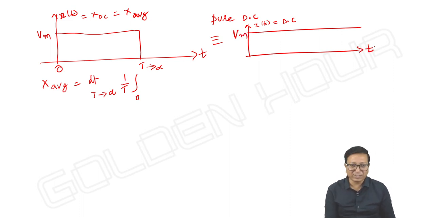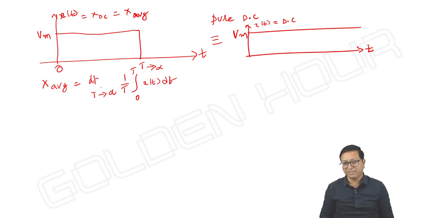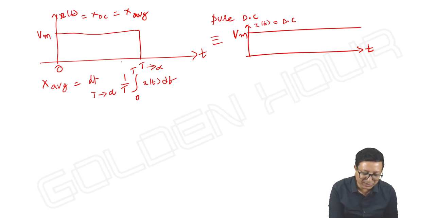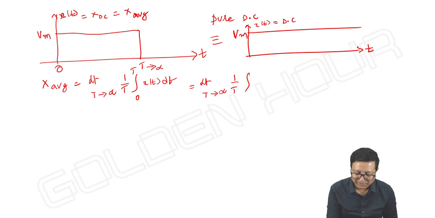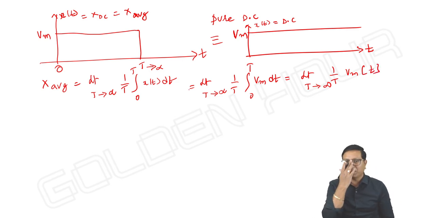So how to find its average value? Here, 1 by T integral 0 to T x of t dt, where T is tending towards infinity. Over the interval 0 to T, what is its amplitude? Vm. So limit T tends to infinity, 1 by T integral 0 to T, Vm dt. So limit T tends to infinity, 1 by T, Vm into T. I can bring this Vm outside the integration.